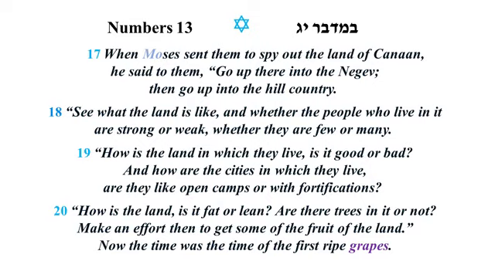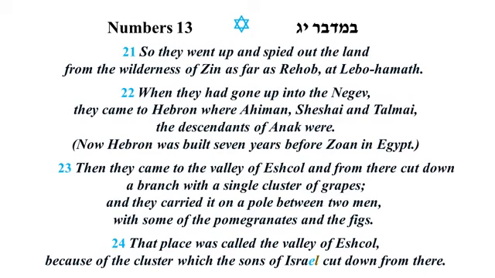Verse 21. So they went up and spied out the land from the wilderness of Zin as far as Rehob at Lebo Hamath. When they had gone up into the Negev, they came to Hebron, where Ahiman and Sheshai and Talmai, the descendants of Anak, were. Now Hebron was built 7 years before Zoan in Egypt. Then they came to the valley of Eshcol, from where they cut down a branch with a single cluster of grapes, and they carried it on a pole between 2 men, with some of the pomegranates and the figs. That place was called the Valley of Eshcol because of the cluster which the sons of Israel cut down from there.